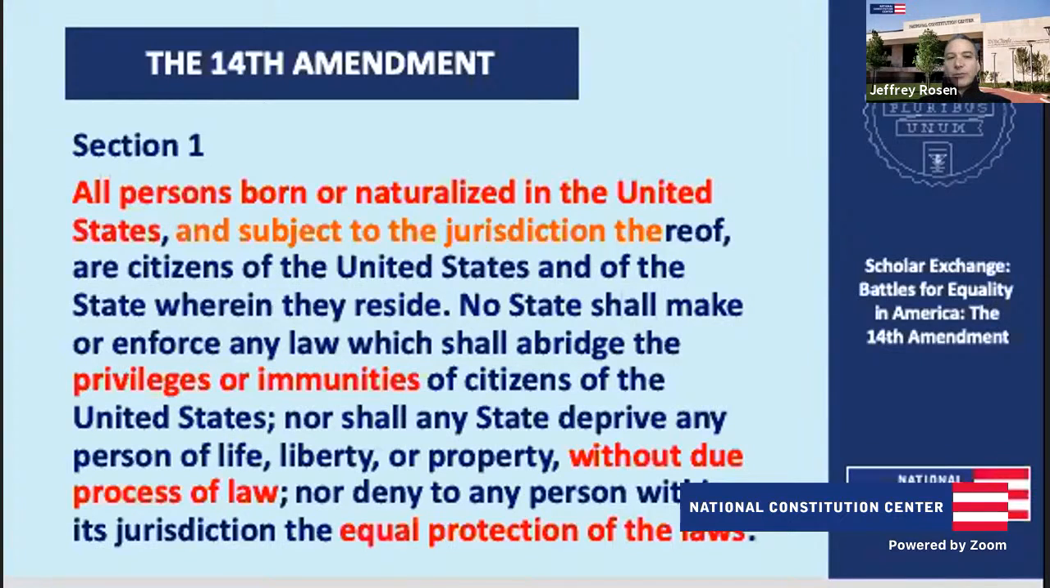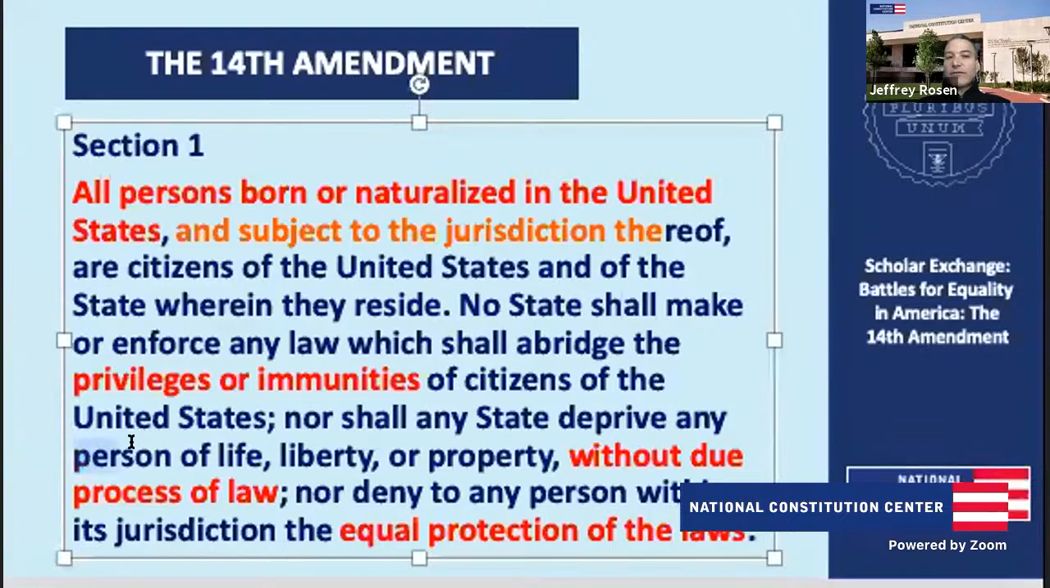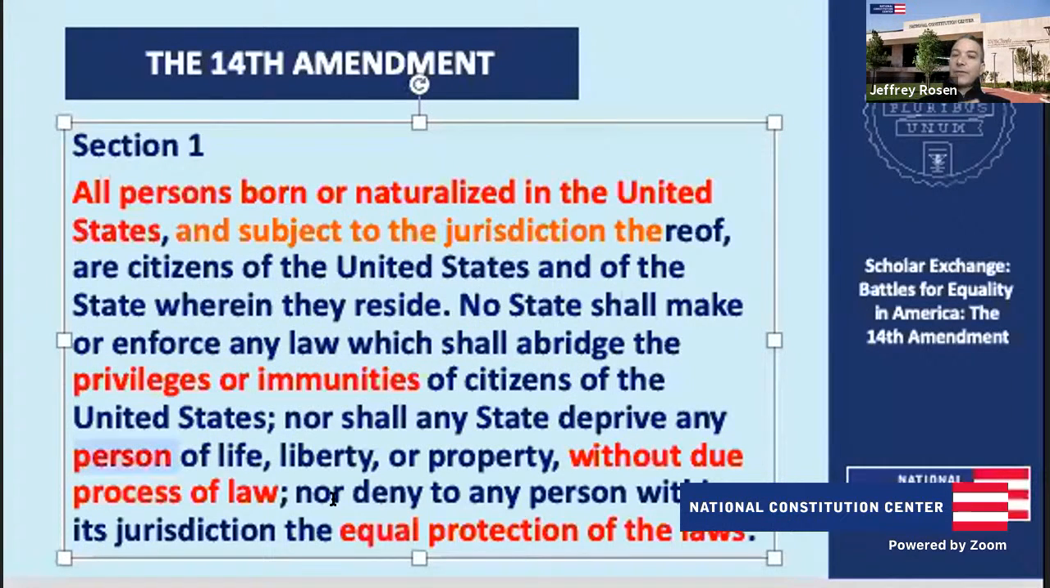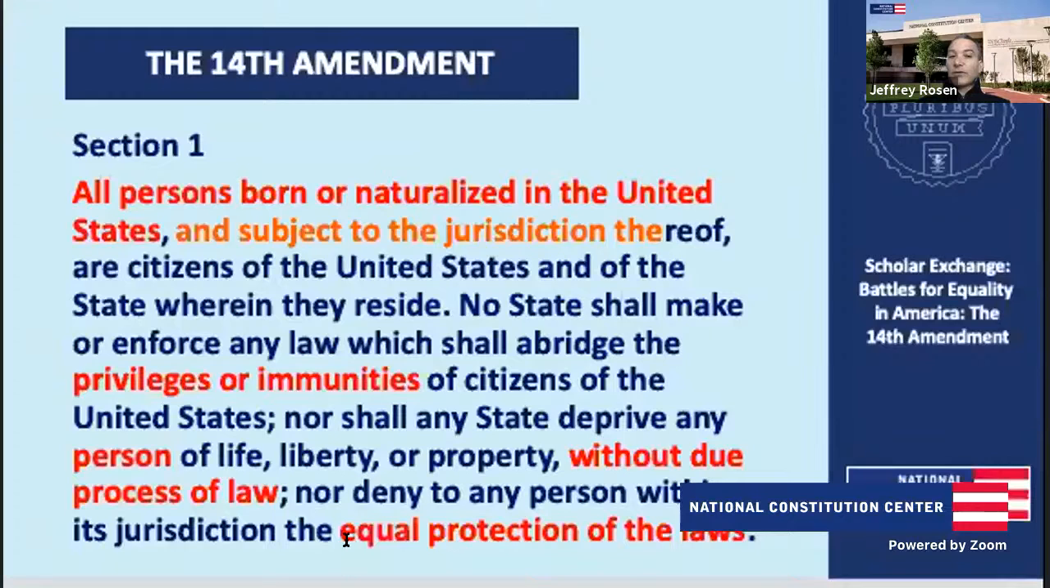Nor shall any state deprive any person of life, liberty, or property without due process of law. There's an interesting shift of language here. The previous clause said, no state can abridge the privileges or immunities of citizens of the United States. This says states can't deprive any persons of life, liberty, or property. A person might not be a citizen. They could be a non-citizen. So there are certain rights that persons, non-citizens and citizens alike, have that even citizens don't have, and that's the right not to be deprived of life, liberty, or property without due process of law.